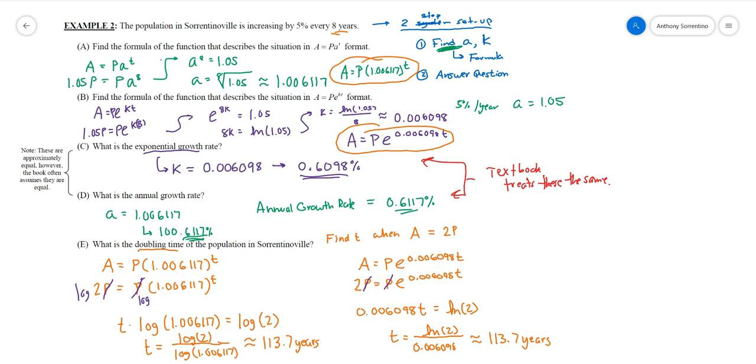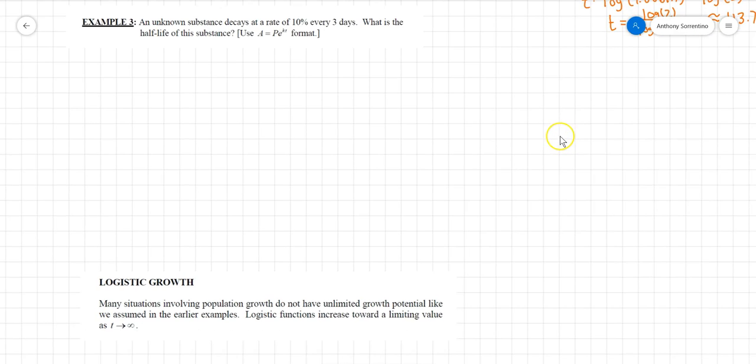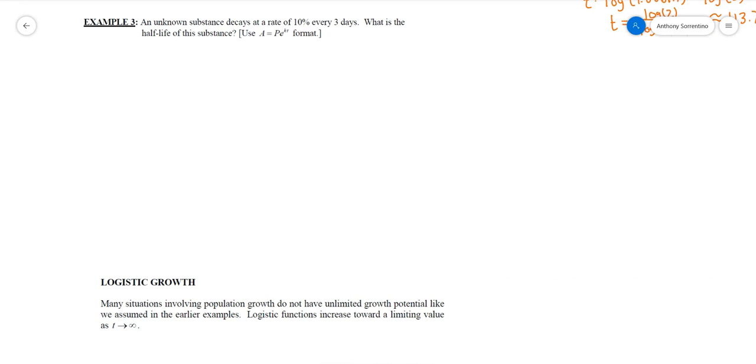So let's get in and do another example. Now I'm not going to do it both ways. I'm just going to show you example 3. We're asked to do it using the P e to the kt. So let's have a look at that. So we have this problem here. An unknown substance decays at a rate of 10% every 3 days. What is the half-life of the substance?